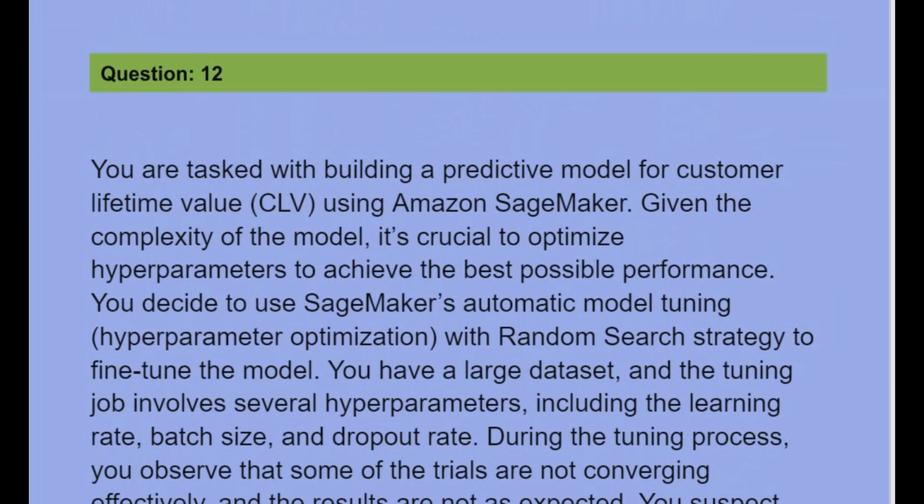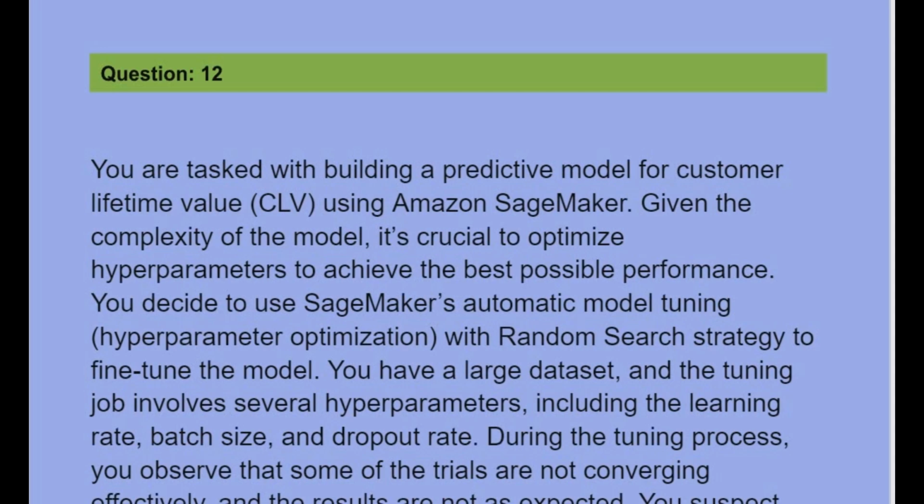Question is, you are tasked with building a predictive model for customer lifetime value (CLV) using Amazon SageMaker. Given the complexity of the model, it is crucial to optimize hyperparameters to achieve the best possible performance. You decide to use SageMaker's automatic model tuning, that is, hyperparameter optimization, with the random search strategy to fine-tune the model.